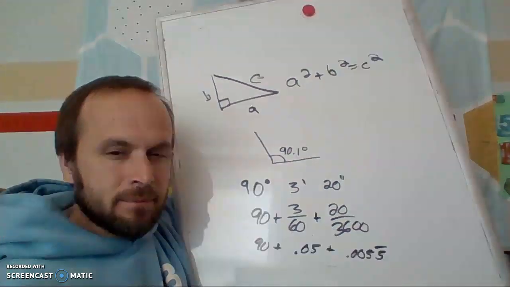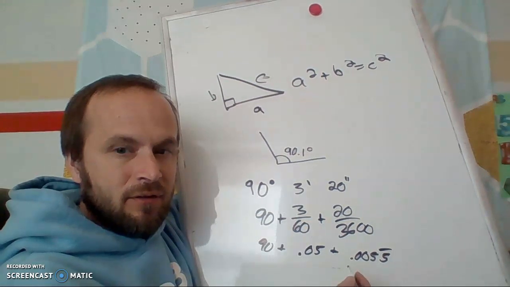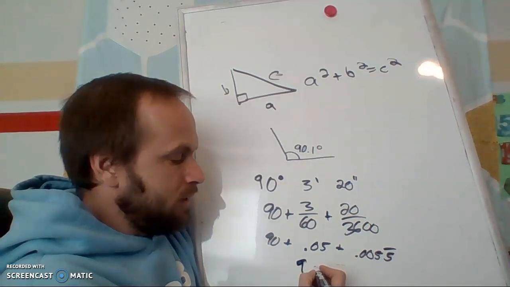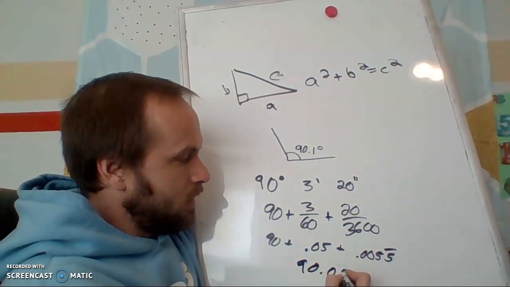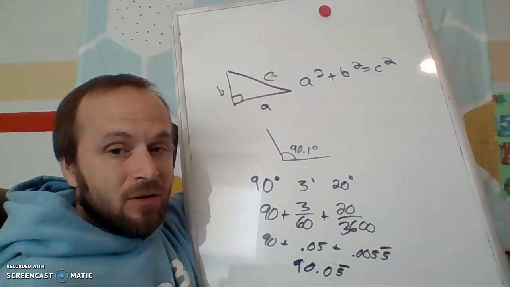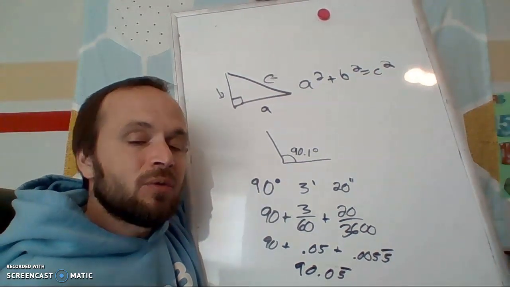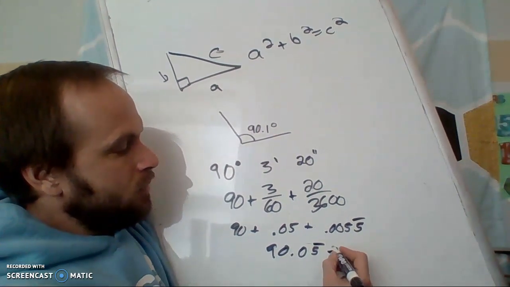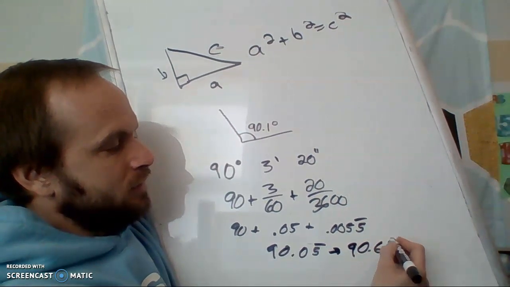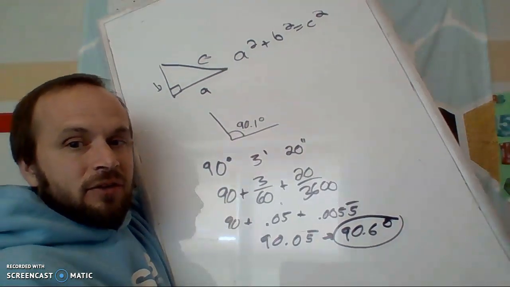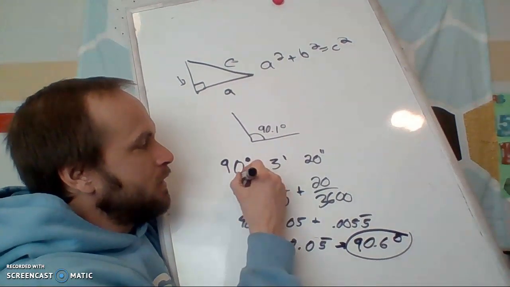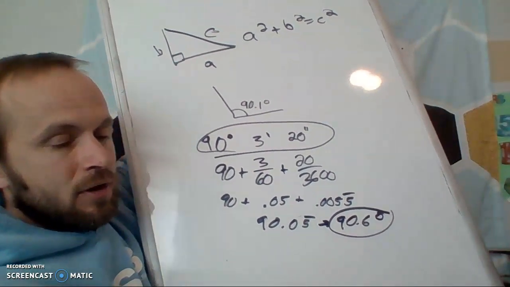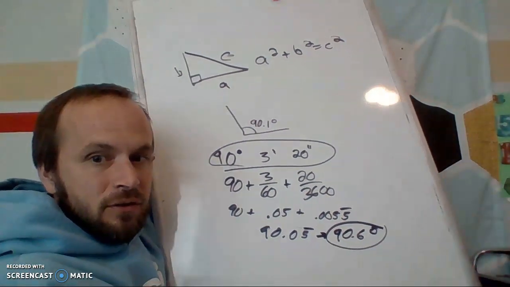If we do that, we get 0.05 and 0.0055 repeating. If we add those together, we get 90.05 essentially repeating. Now, on My Lab and Mastering, they will ask you to round to a certain decimal point. So if they ask you to round to the nearest hundredths, then we would round this to 90.06 degrees. So we could either write 90.06 degrees or, more precisely, 90 degrees, 3 minutes, and 20 seconds. Now you can go backwards too if you need to, from decimal degrees to minutes and seconds.